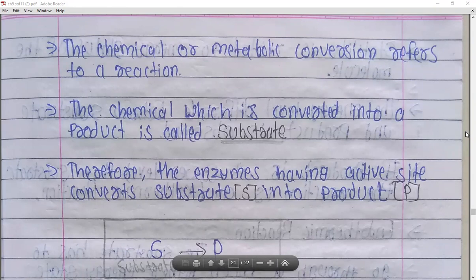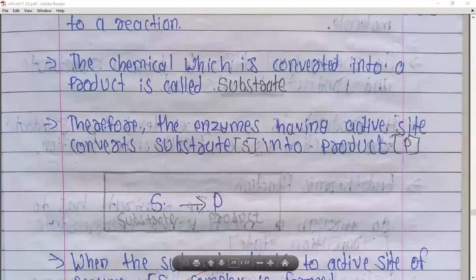The chemical which is converted into a product is known as the substrate. Whichever chemical has been given, this particular chemical which is going to be converted into the product is said to be the substrate. So when a chemical or metabolic conversion is taking place, a reaction occurs, and the chemical which is being converted into the product is known as the substrate. Therefore the enzymes having an active site convert the substrate into the product.